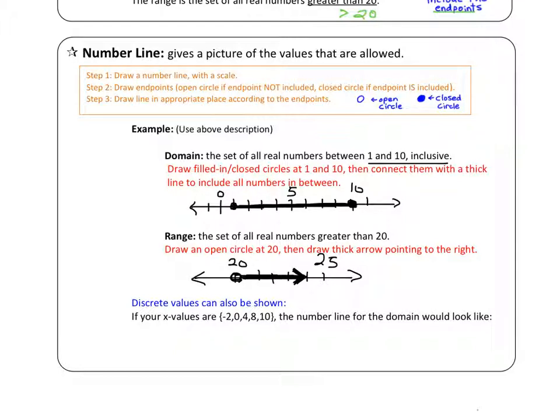If you have discrete values, you can still plot these on a number line. How you do that is you plot each number, a dot on each included value. So our included values are -2, so we'll have a dot there. It's definitely included, so we use a closed circle. A dot at 0, at 4, at 8, and at 10. That discrete plot just shows that only those values are included.